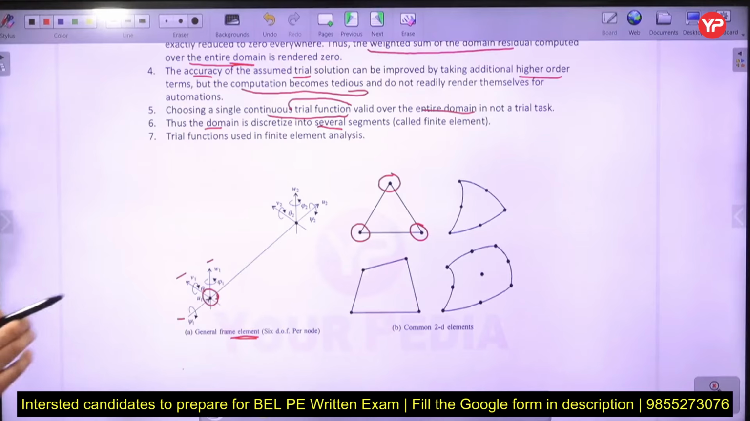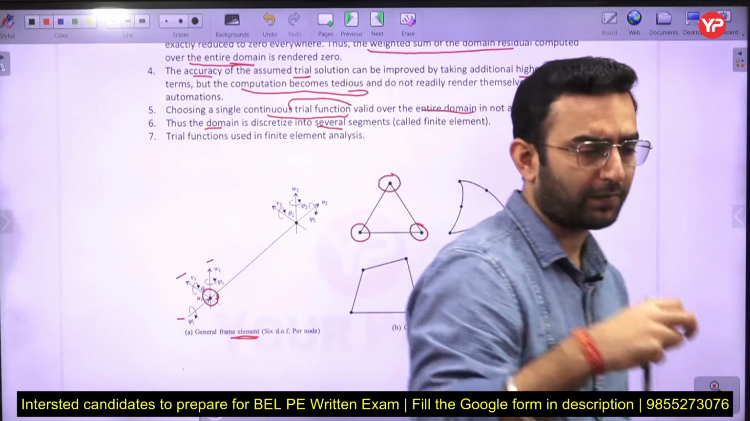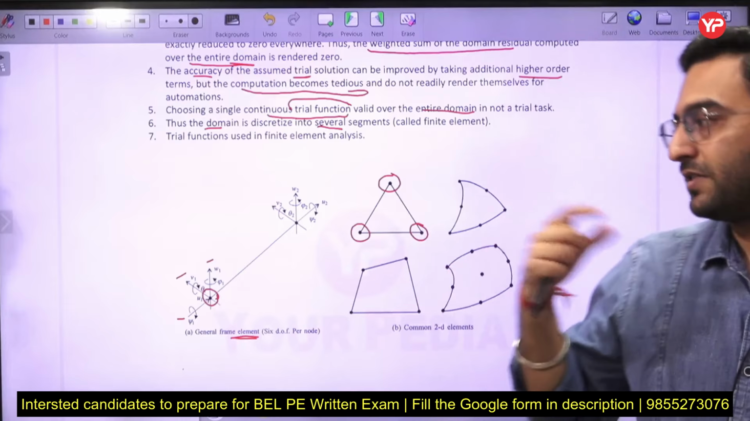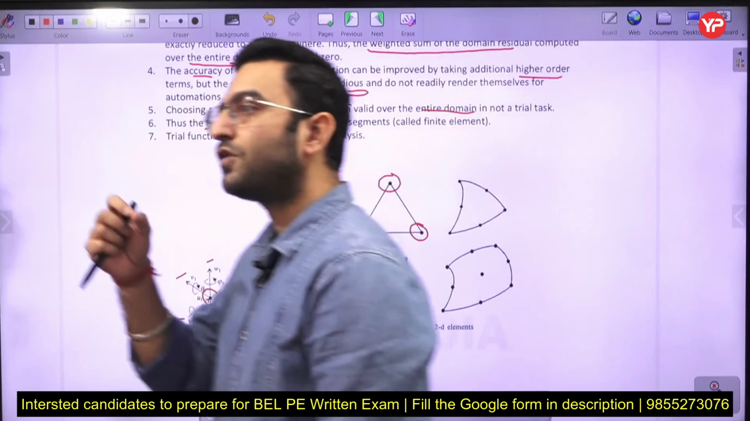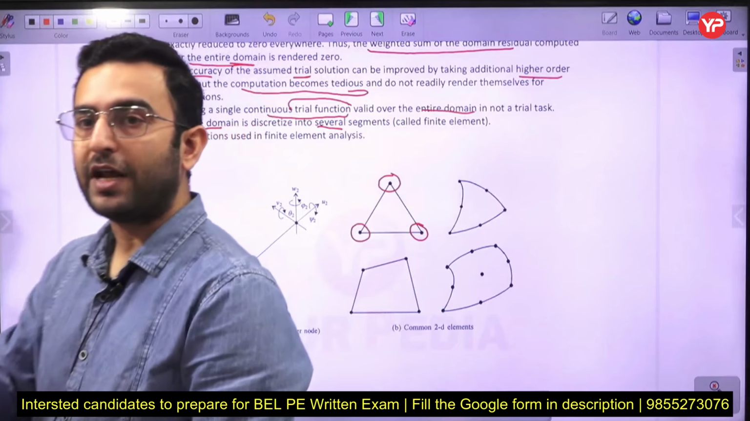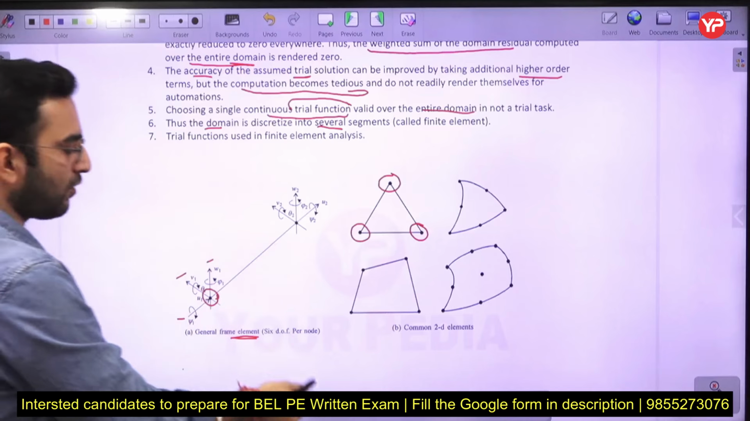Just remember that they may ask you what types of elements there are in the FEM method. Second, how many degrees of freedom there are. And in the case of a 1D element, 2D element, or 3D element, how we segregate and define the degrees of freedom. This type of general question is normally asked.